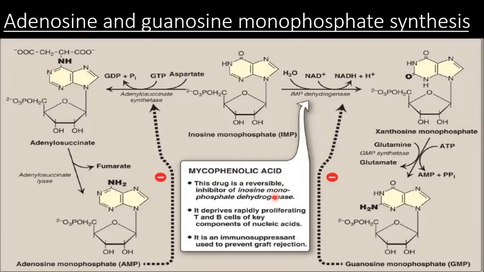mycophenolic acid. Okay, and this one mainly inhibits it in rapidly dividing lymphocytes, and it is usually used as an immunosuppressant. It is used when one has carried out an organ transplant, to prevent rejection.